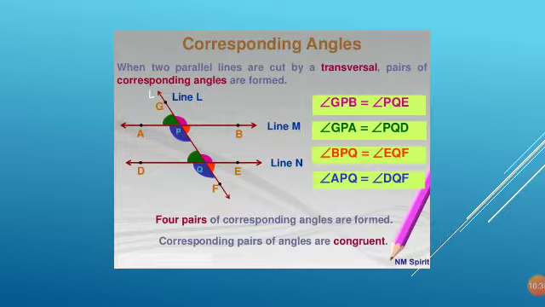So APB, DQE: draw two lines, intersecting with one line. That is called a transversal. Transversal angles means Z-shaped angle, F-shaped angle. Angle GPB is equal to angle PQE.